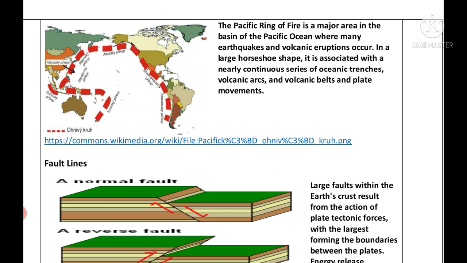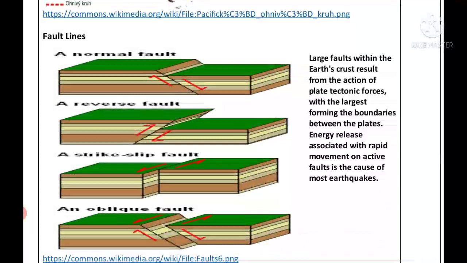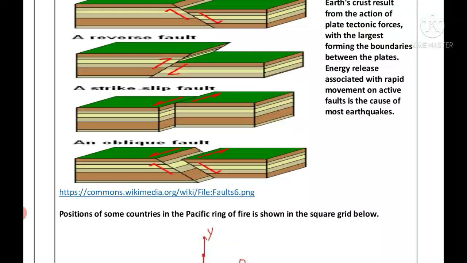So, students, so far nothing mathematical. Further, it says large faults within the Earth's crust result from the action of plate tectonic forces, with the largest forming the boundaries between the plates. Energy release associated with rapid movement on active faults is the cause of most earthquakes. Again, till here, nothing mathematical. I have observed that usually in the first paragraphs there is nothing mathematical, they're just explaining the situation.